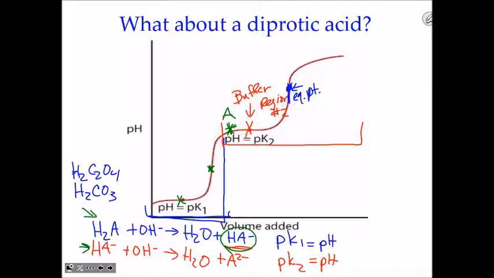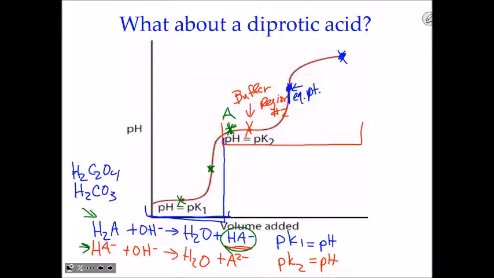Then of course they could ask you, at this point, all the way up here, which species is the most abundant? Now at that point, it's going to be what? What have you added a lot more of? The hydroxide. So at that point, you have excess hydroxide sitting in there. So that's kind of the questions that they'll ask about, say, a diprotic curve or a triprotic.